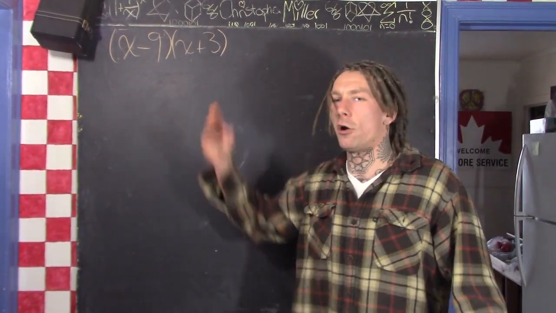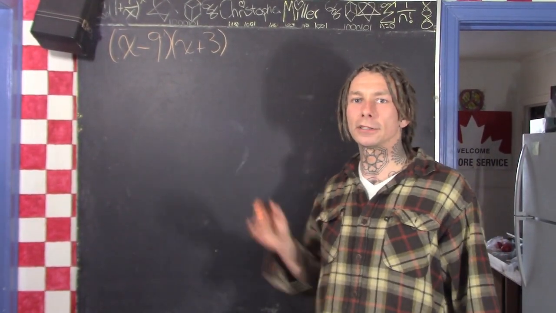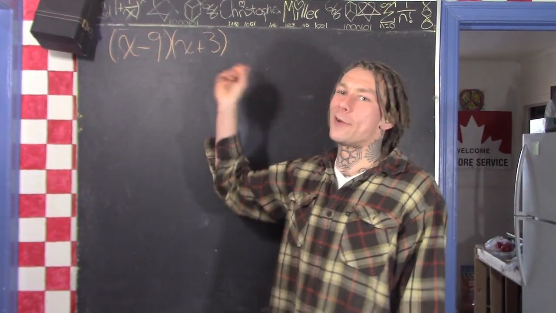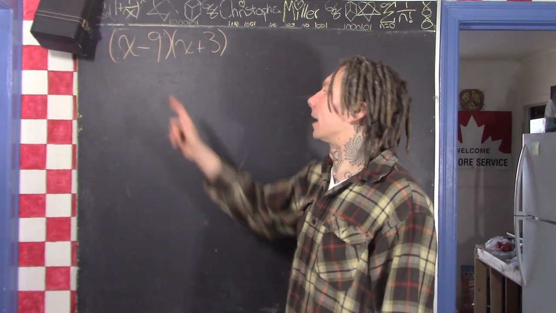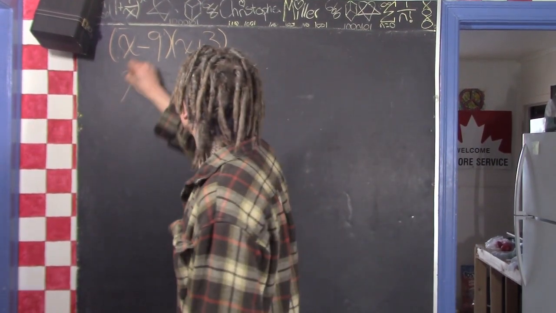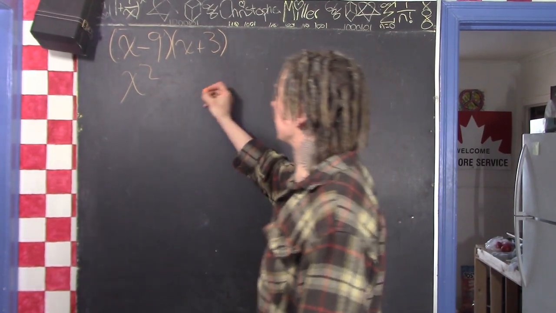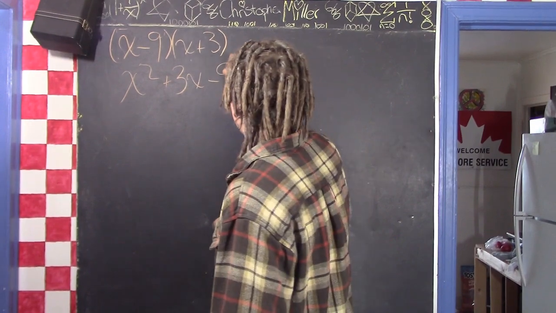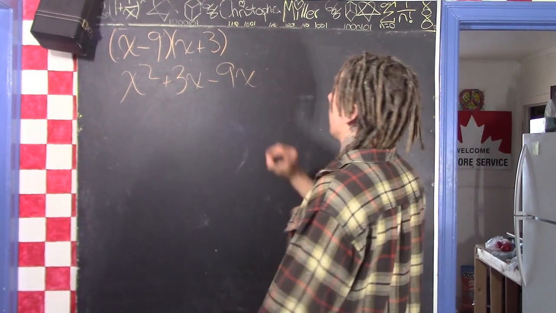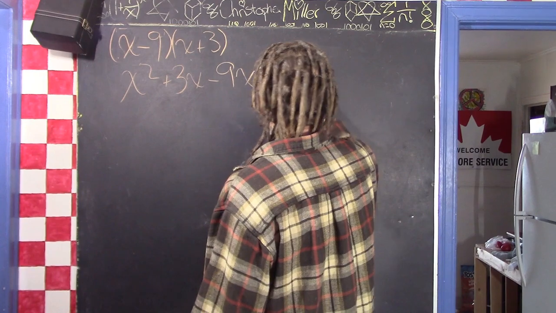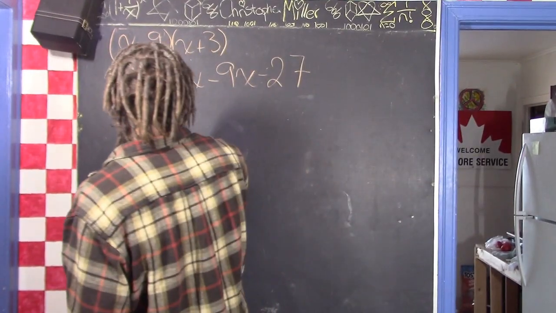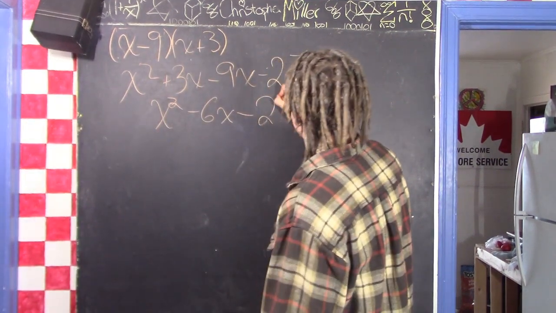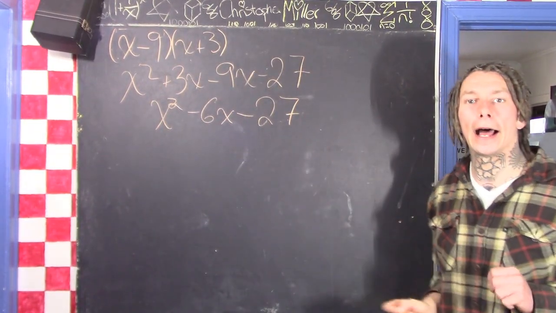Now, FOIL. First, outside, inside, last. You just remember every number has to touch every other number. So you get x by x, you get x squared. You get x by 3, so plus 3x. You get minus 9 by x, minus 9x. And minus 9 by 3, so minus 27. Suck all those guys together, you get x squared minus 6x minus 27. Ta-da!